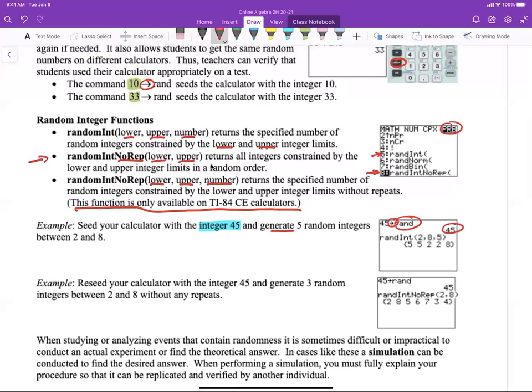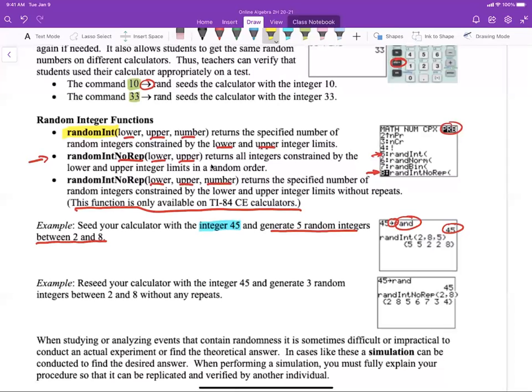Now we're going to generate 5 random integers between 2 and 8. So we will go to math. We will scroll over to PRB, or mine says PROB. We will scroll down to, mine is option 5, and it asks me for lower and upper, and I'm going to give it a lower number of 2. That's what I've asked for. The upper is 8, and then in mine it asks for n. So how many numbers do I want?